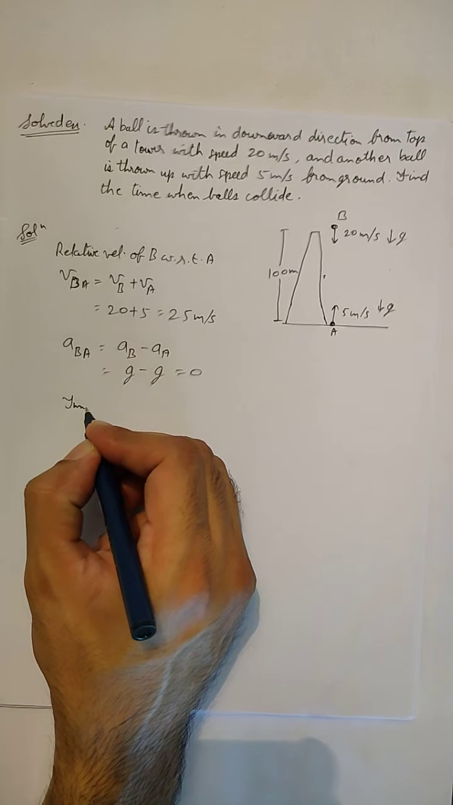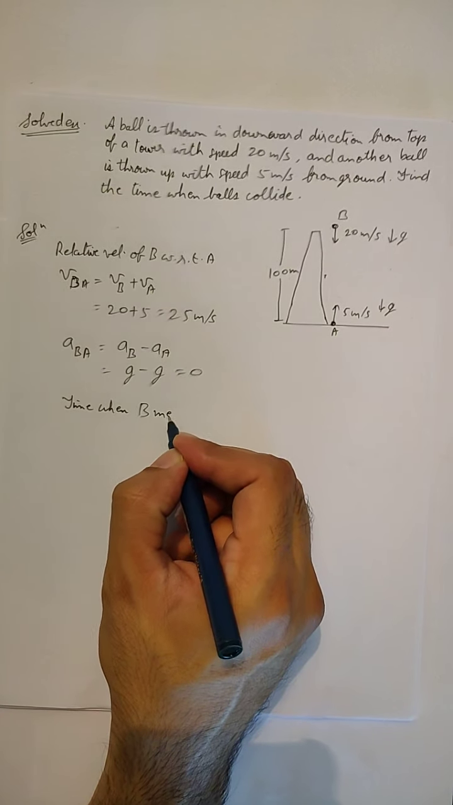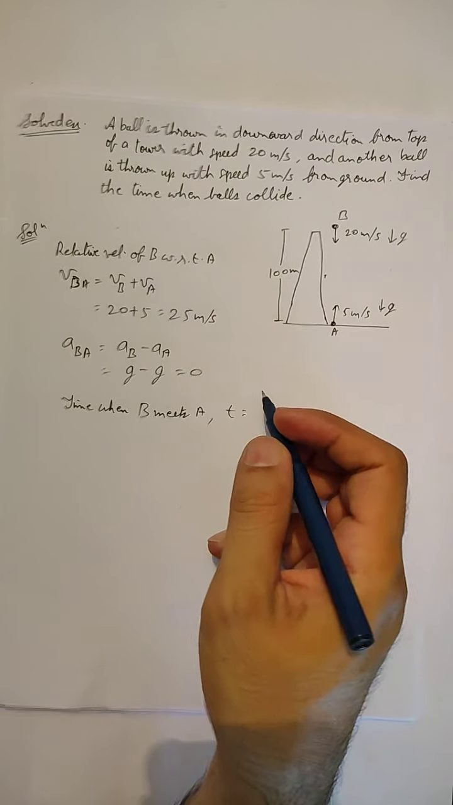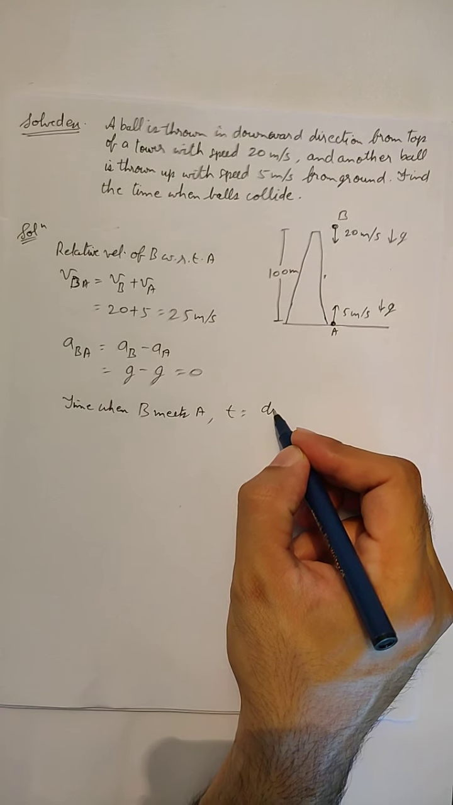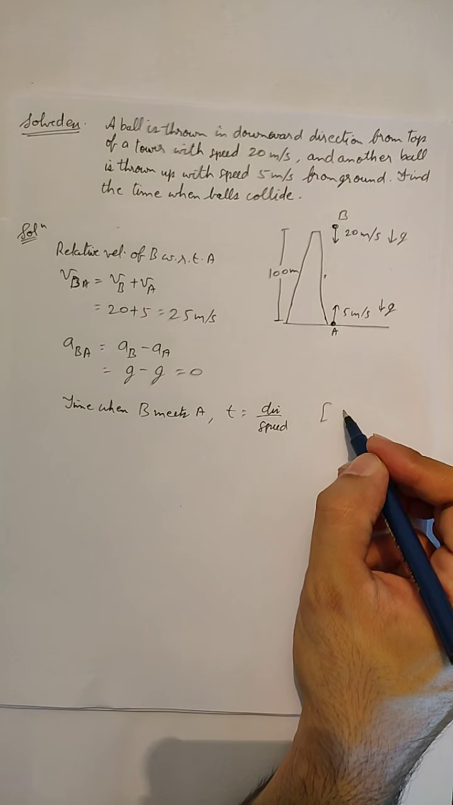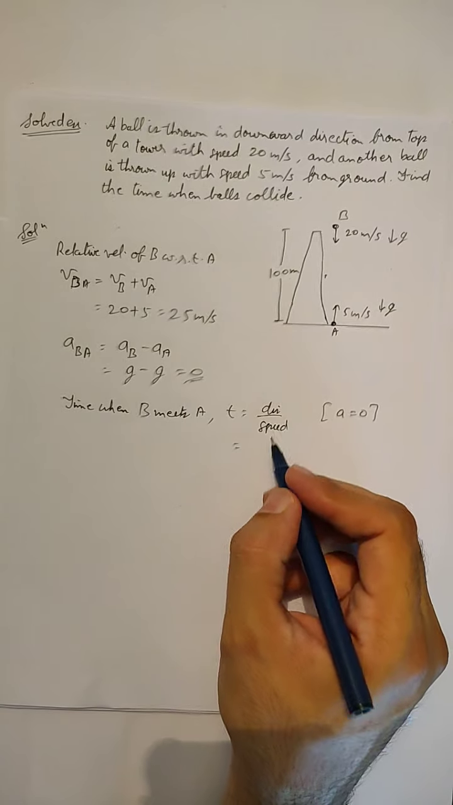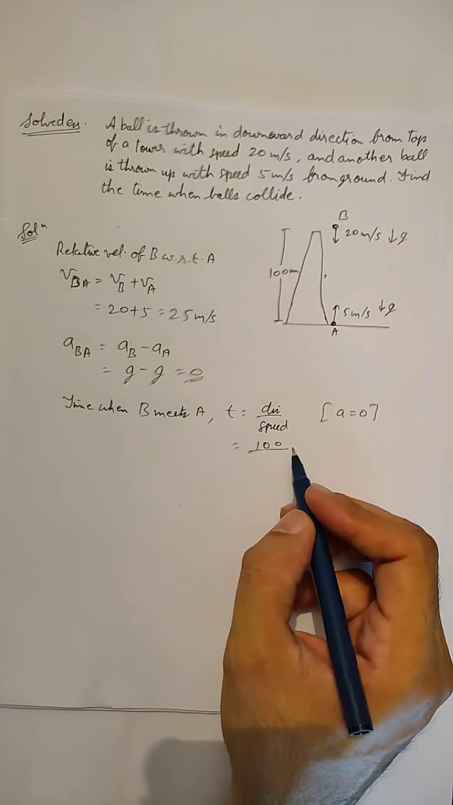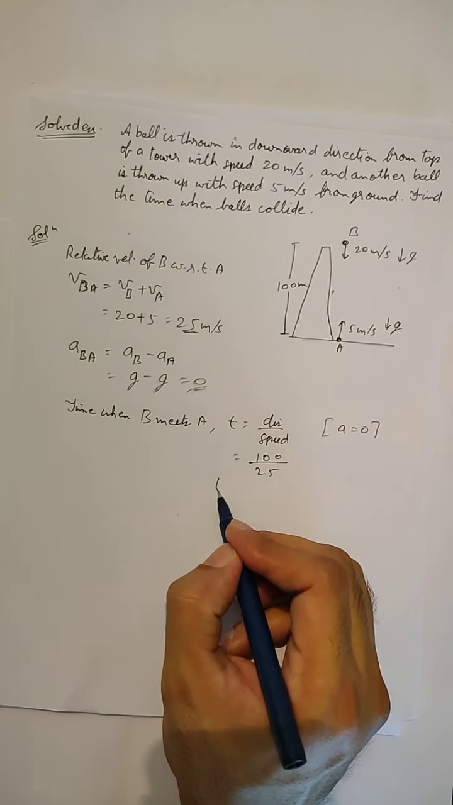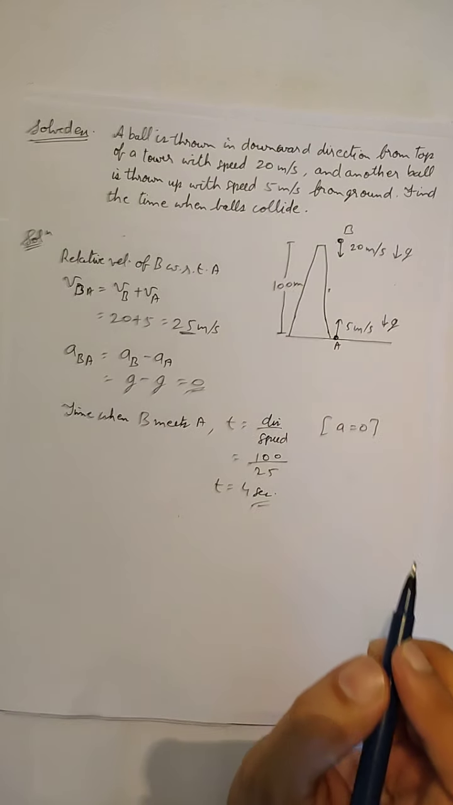So we can write the time when B meets A, the time when ball B meets ball A, can be given by distance upon speed. Distance upon speed, we do not have acceleration. I'll just write here acceleration is 0, and this will be equal to distance, which is 100 meter, over velocity. The relative velocity we are taking, so it will be 25. So that means the value of time is 4 seconds, the balls will meet after 4 seconds. So this will be the solution to this problem.